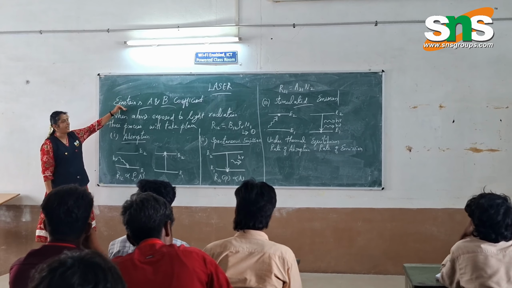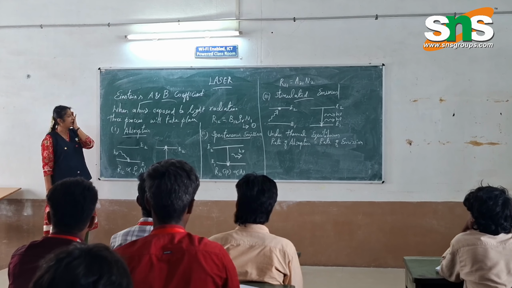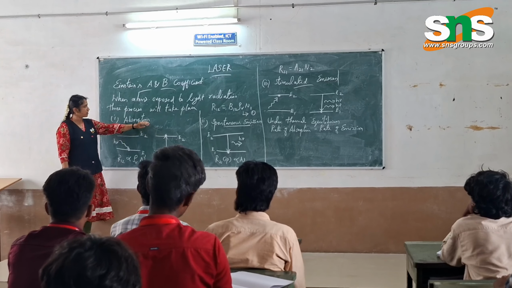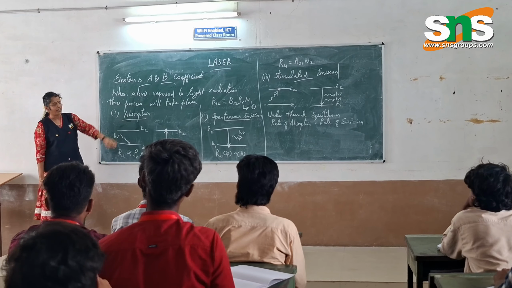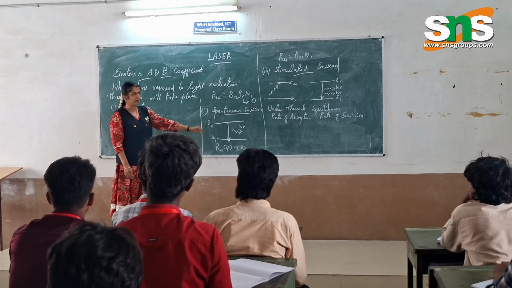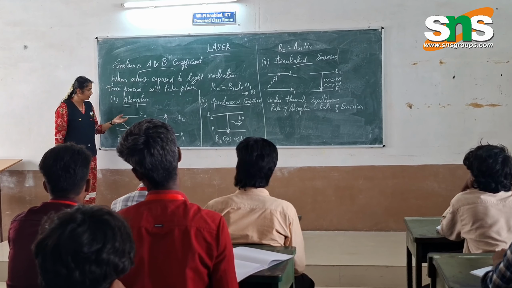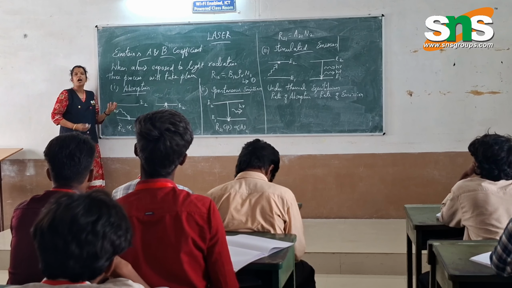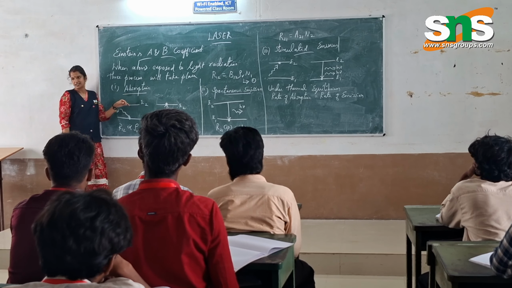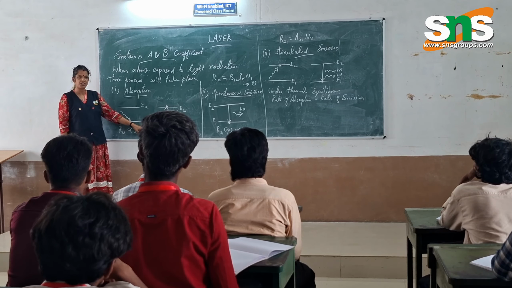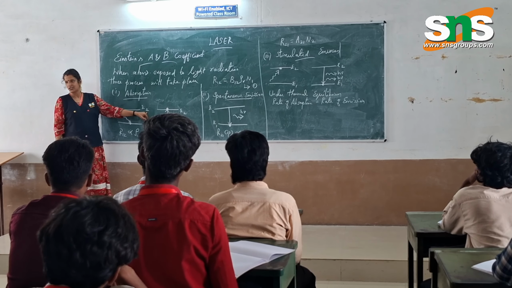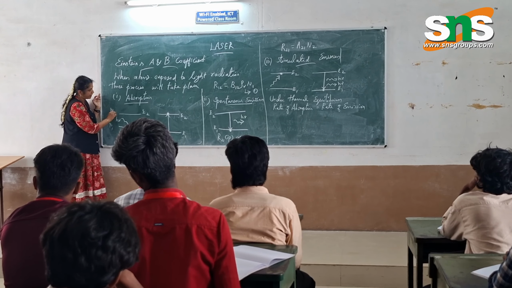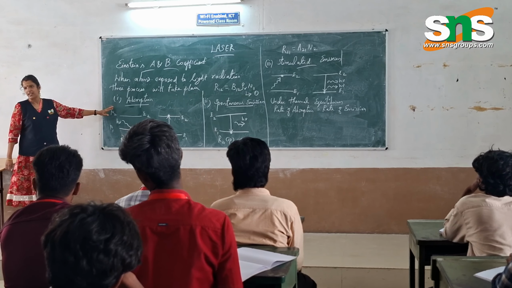Okay. Let's talk about Einstein's A and B coefficients. We know that when atoms are exposed to light, three processes will take place: absorption, spontaneous emission, and stimulated emission. Absorption is when we give external energy, the atoms present in the ground state absorb some energy and move to the excited state. Here E1 is the ground state and E2 is the excited state. N1 is the number of atoms present in the ground state, and N2 is the number of atoms present in the excited state.